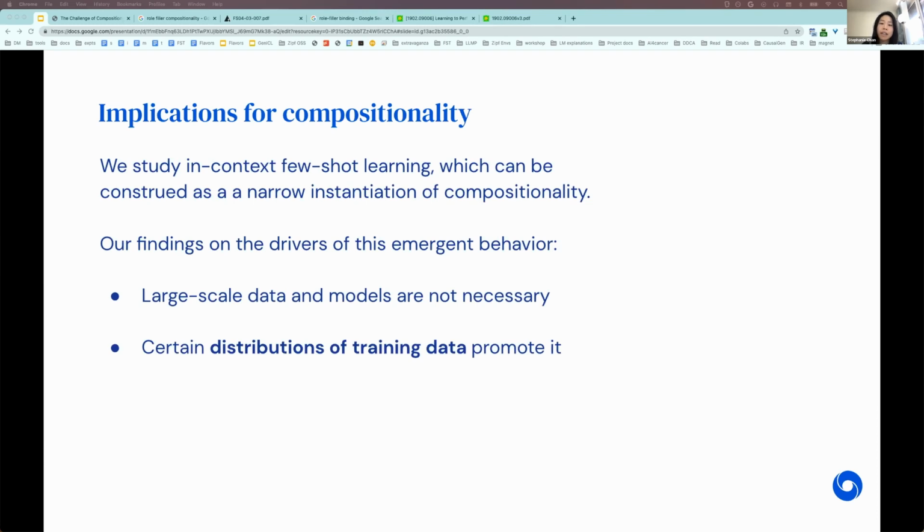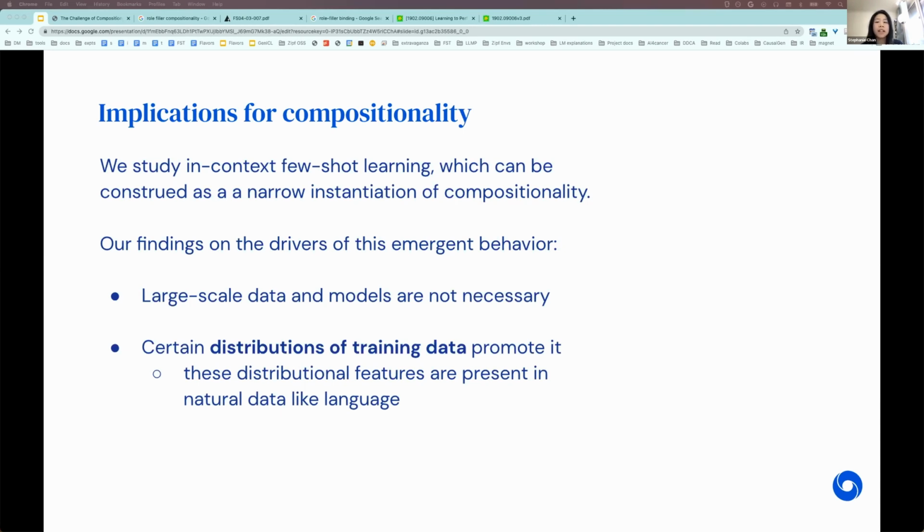On the other hand, we found that certain distributions of training data did promote in-context learning. And these distributional features are present in natural language and also other kinds of naturalistic data. So this is an enticing potential explanation of in-context learning in language models. But I think it's also an implied directive for how we need to design our training data in order to see in-context learning emerge in other domains also.